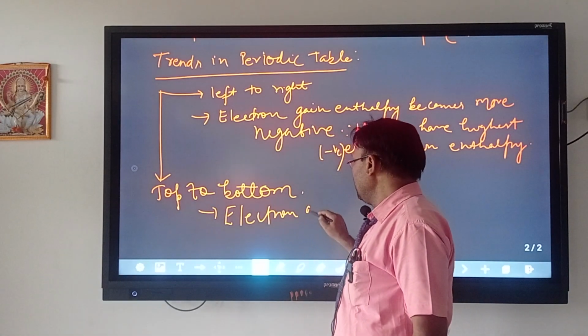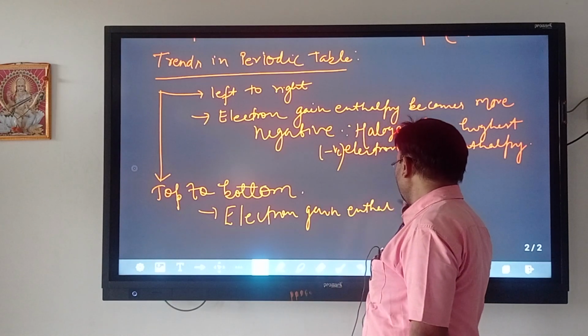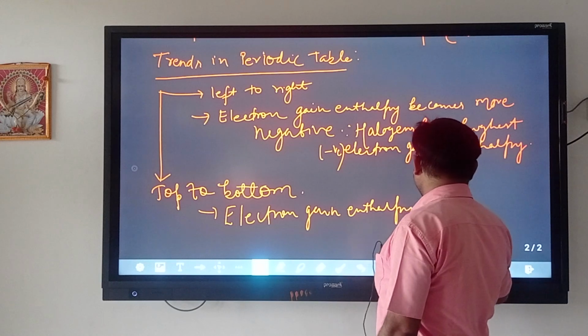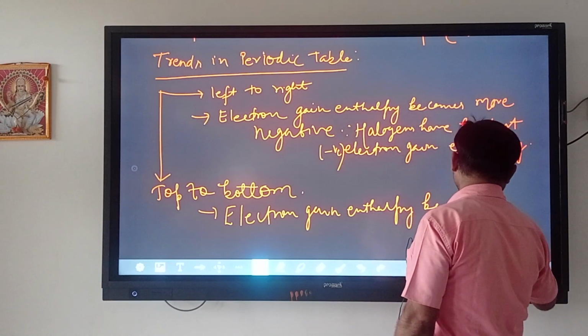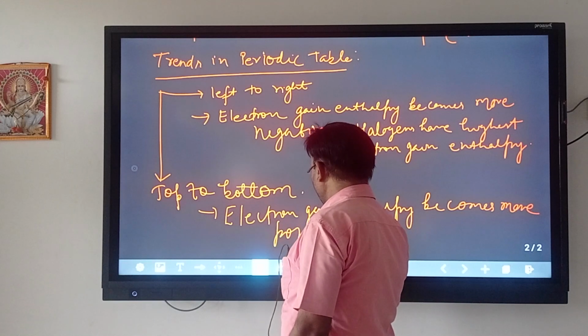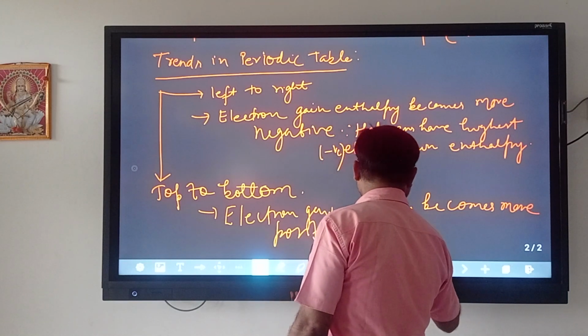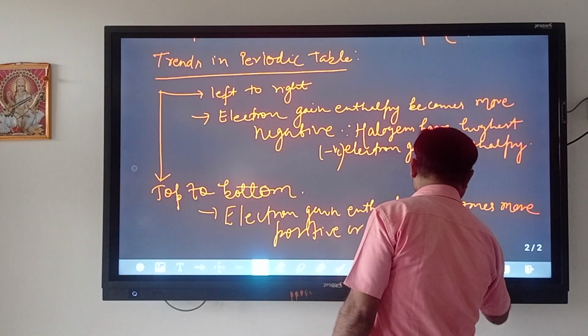Electron gain enthalpy becomes more positive or less negative.